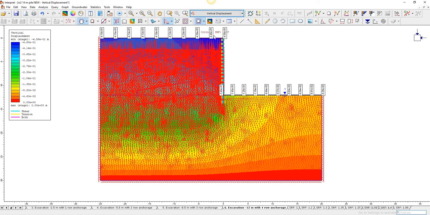So you can expect some small settlement in the order of magnitude of like 40. It's not so small actually, it's like 40 centimeters. So you can see that it occurs at the top surface of the excavation, and also the bottom part of the excavation.